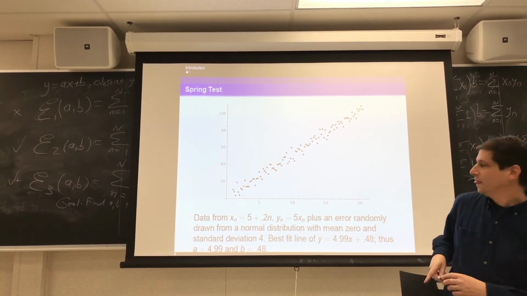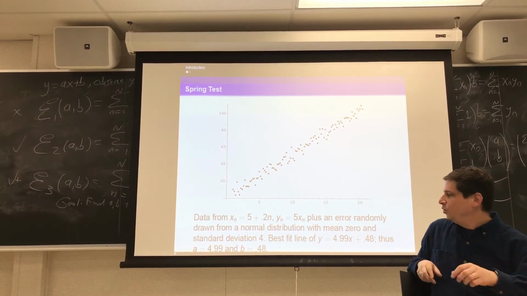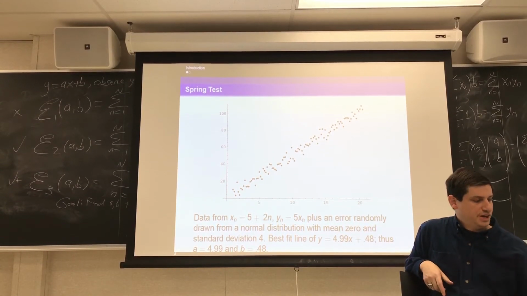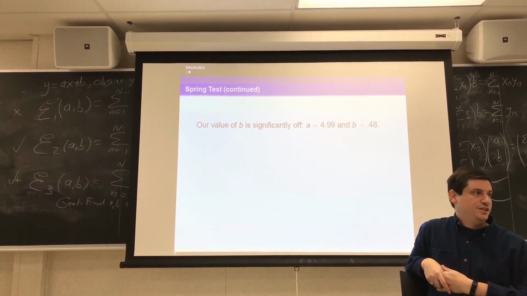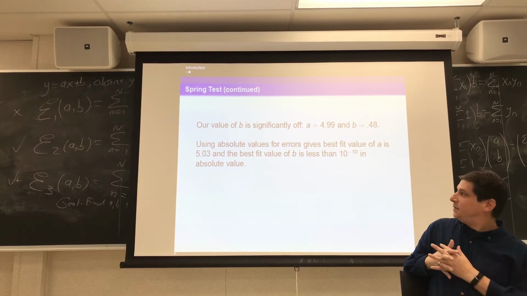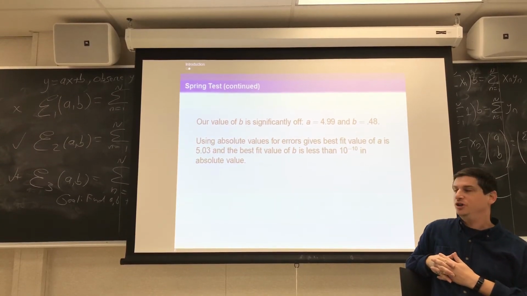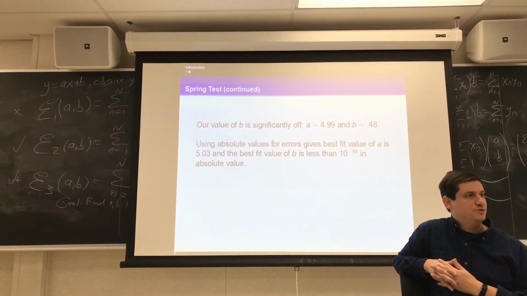Okay, so using our method of least squares, we got a value of 4.99 and 0.48. So I'd say a value of b is significantly off. The value of a is damn good. If we use the absolute values, if we use method 2, then the best fit value of a is 5.03, and the best fit value of b is less than 10 to the negative 10 in absolute value.